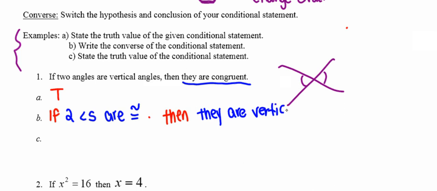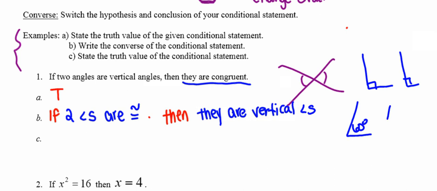And if I think about that statement for just a minute, I can have two angles that are congruent. Two right angles would be congruent. Two angles that each measured 60 degrees would be congruent. Just because they're congruent does not necessarily mean that they have to be vertical angles. So while the original conditional was true, the converse itself is false.